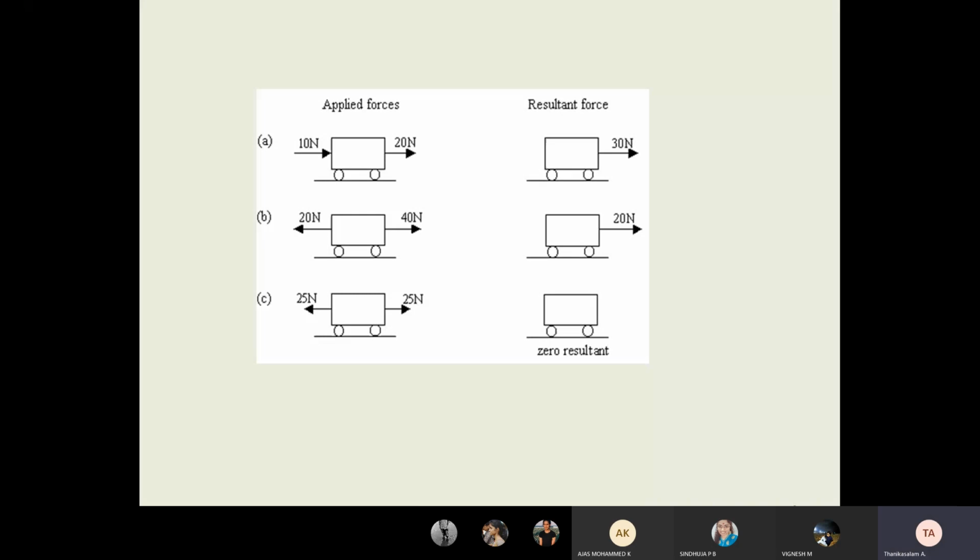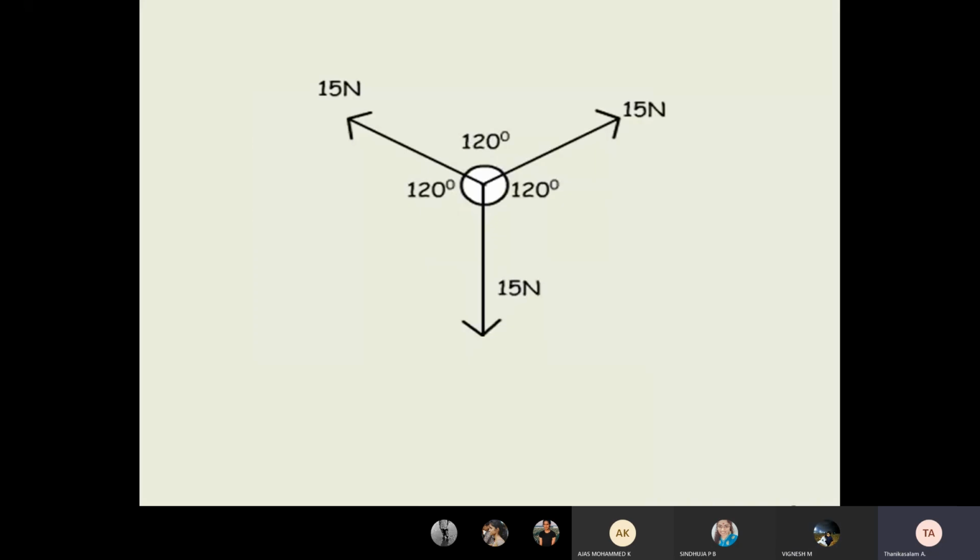Vikram, sir, do you understand? Yes, sir. Okay. So see this figure. Three forces in three directions, 15 Newton, 15 Newton, 15 Newton. The angle between all the forces is 120, 120. Can you say whether it is equilibrium or not? Yes, sir, because all three directions have equal forces. So you have to say this is equilibrium.